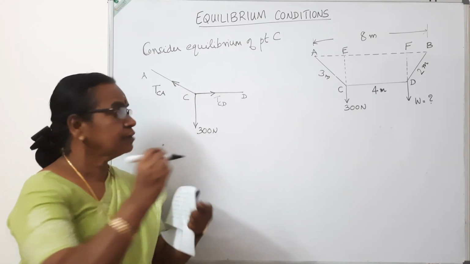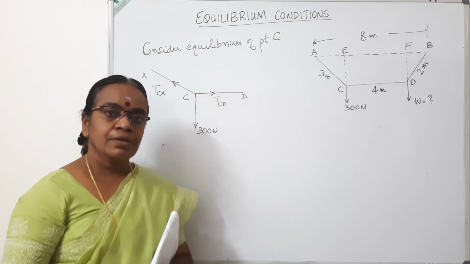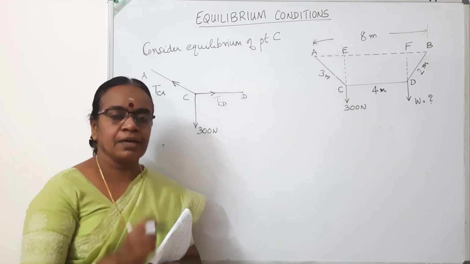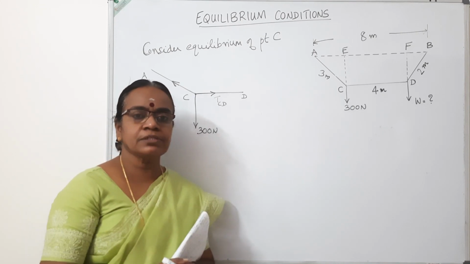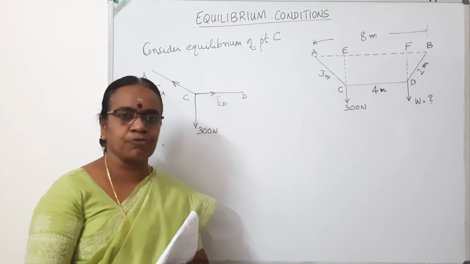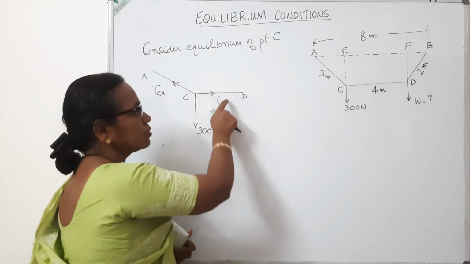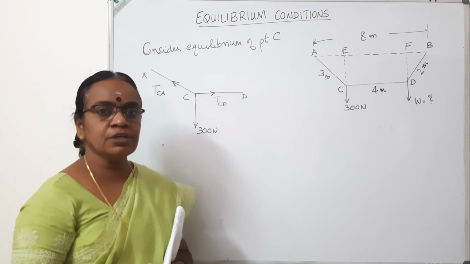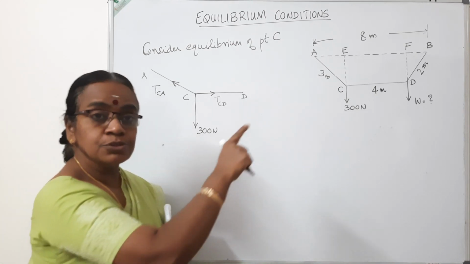When three concurrent forces are acting at a joint, for equilibrium we can make use of either Lami's theorem or use the equations sigma Fx is equal to 0 and sigma Fy is equal to 0. Hence find out the tension in these two ropes. In order to find out the tension in the ropes, we need the angles between the forces. So for that, use trigonometry.